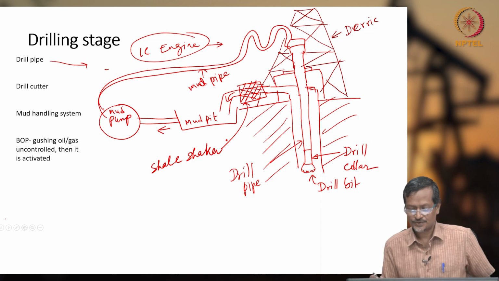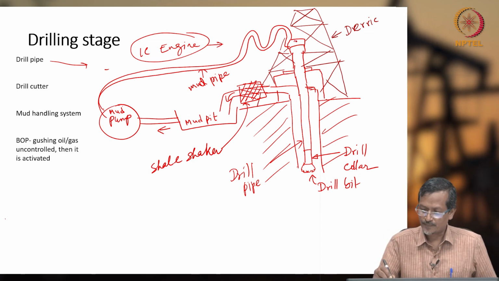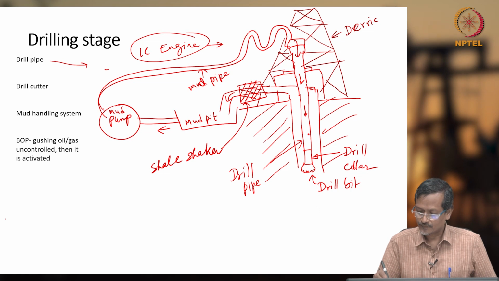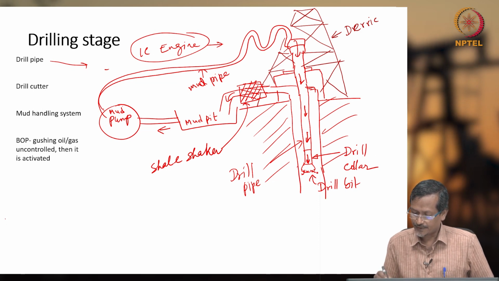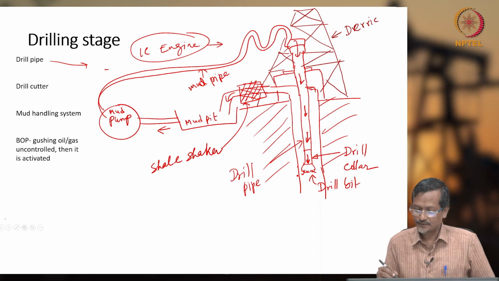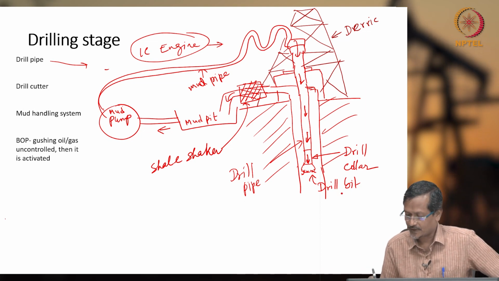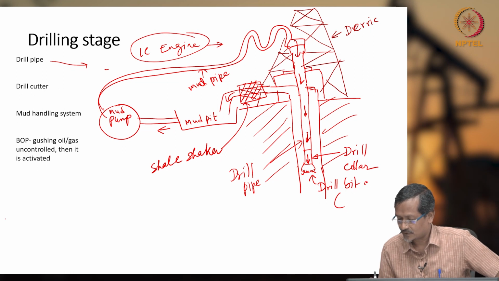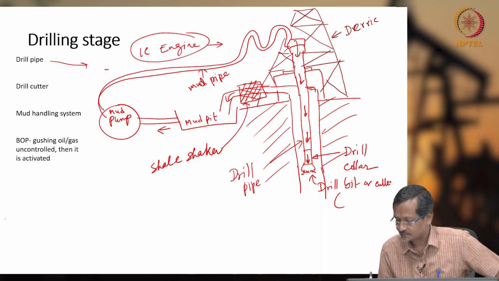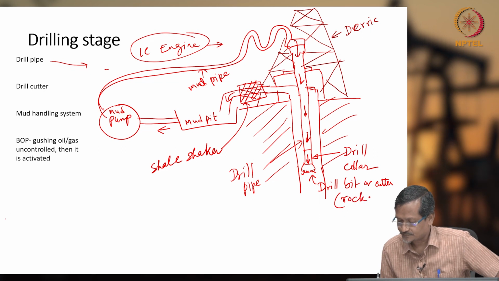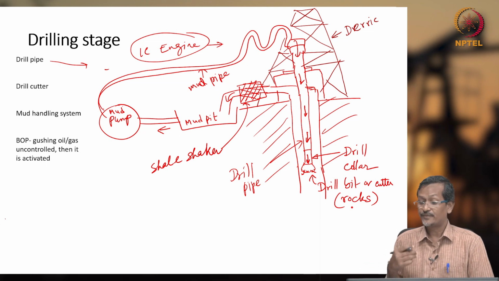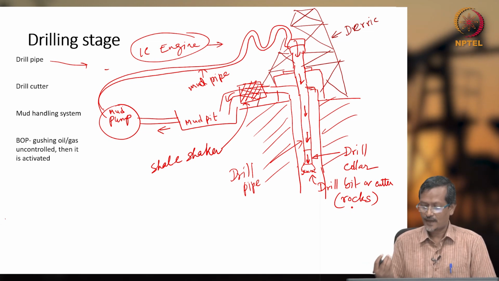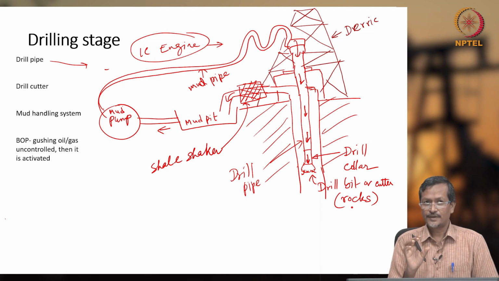Okay, during drilling, your fluid will be pumped through this, and the drilling fluid or drilling mud will pass through small holes, okay, and the drill cutter will be cutting the rocks. Drill bit or drill cutter, it will be cutting rocks. So when the rocks are getting cut, there will be lots of friction between the drill bit and the rock. Because of that, there will be heat generation.